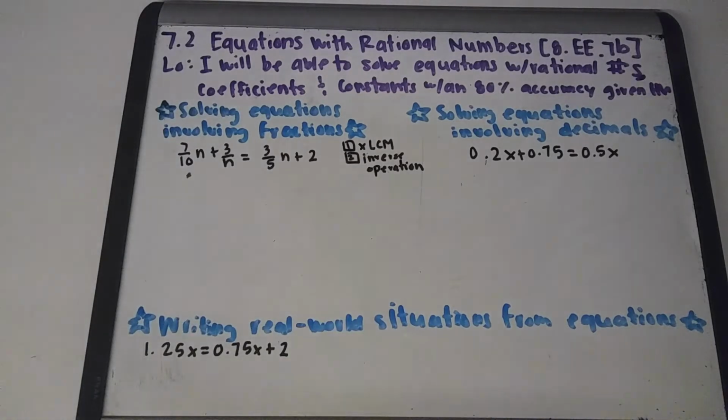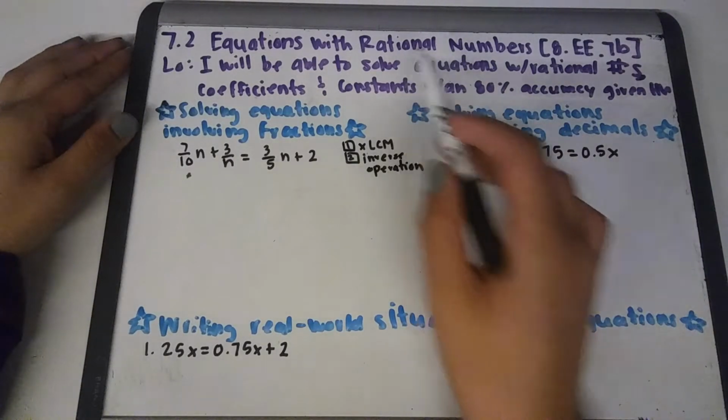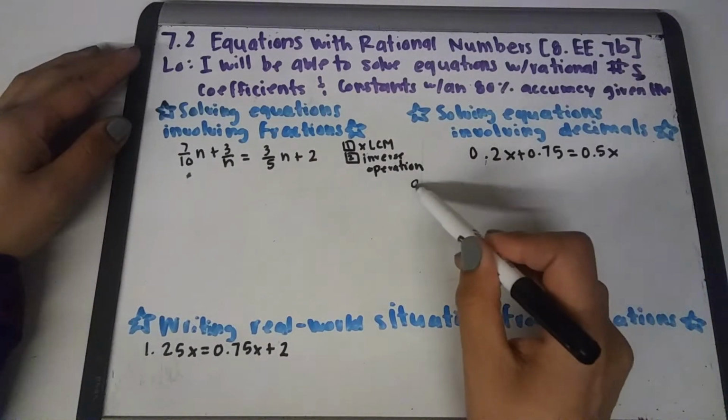This is our 7.2 lesson, equations with rational numbers. Our standard and objective is that you should be able to solve equations with rational numbers, coefficients, and constants with 80% accuracy given your homework. Just remembering that rational numbers are basically numbers that can be written as a ratio of A over B.